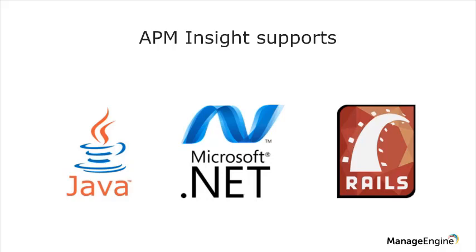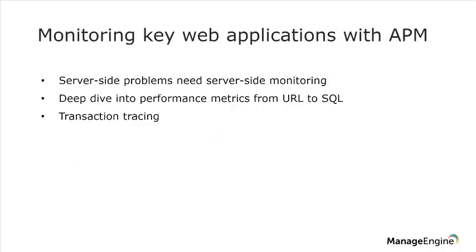So let us browse through a few slides, get an overview of what APM Insight can do for you, and then let us jump to the product and try configuring it for ourselves. So when we talk about APM Insight, it essentially means that the metrics collected and displayed here go deeper than actual basic monitoring. So when we talk about server-side problems, it is only fitting to understand what are the transaction level details going on in the background.